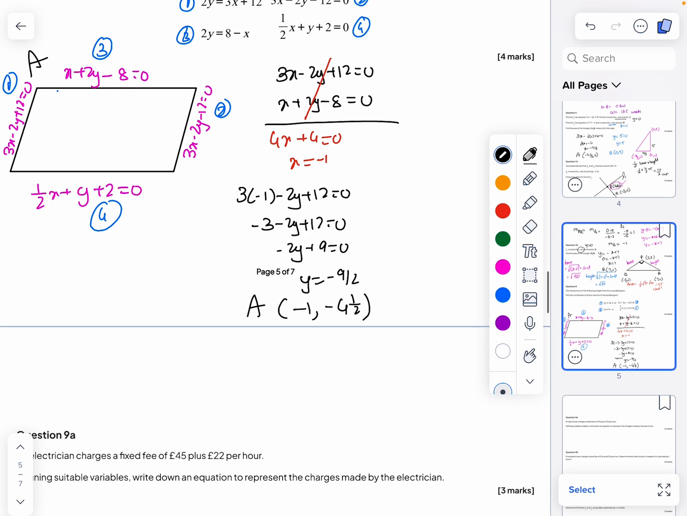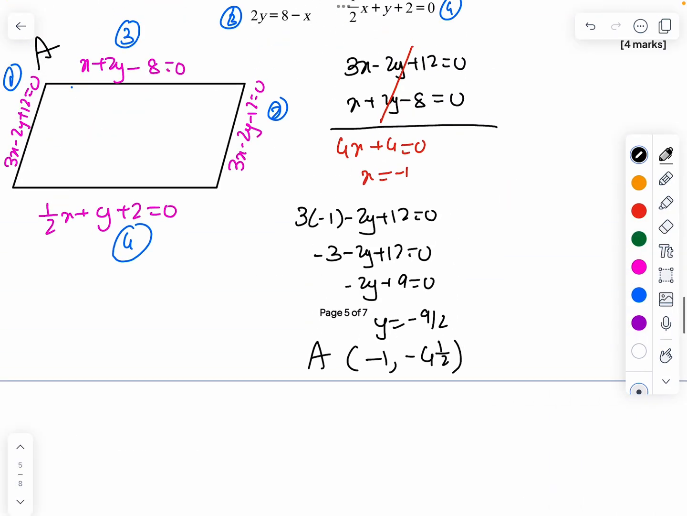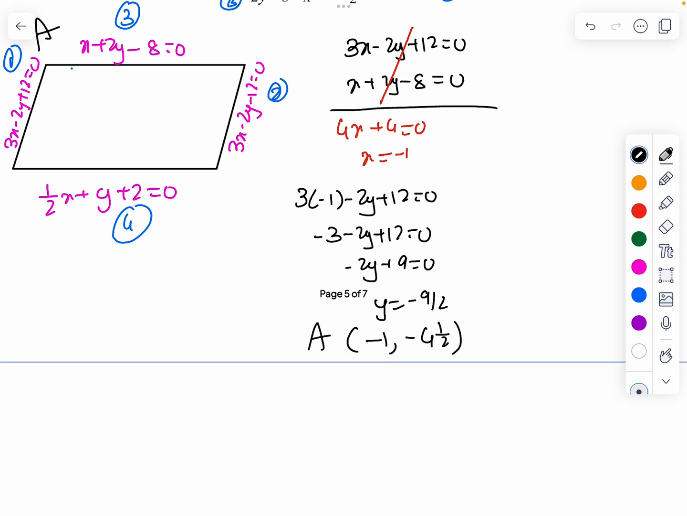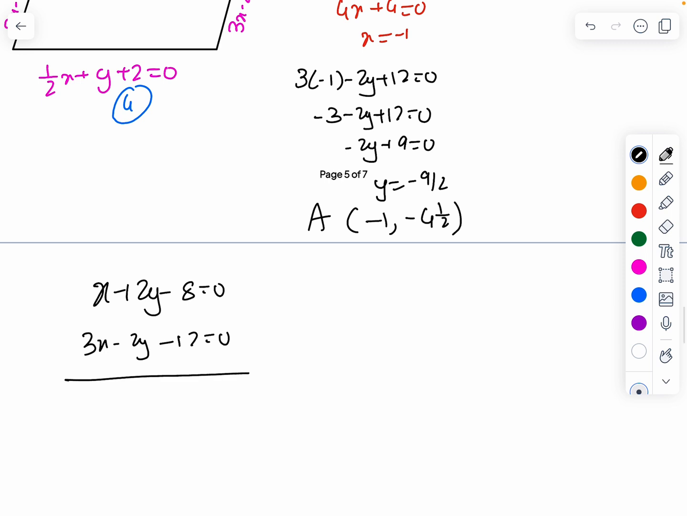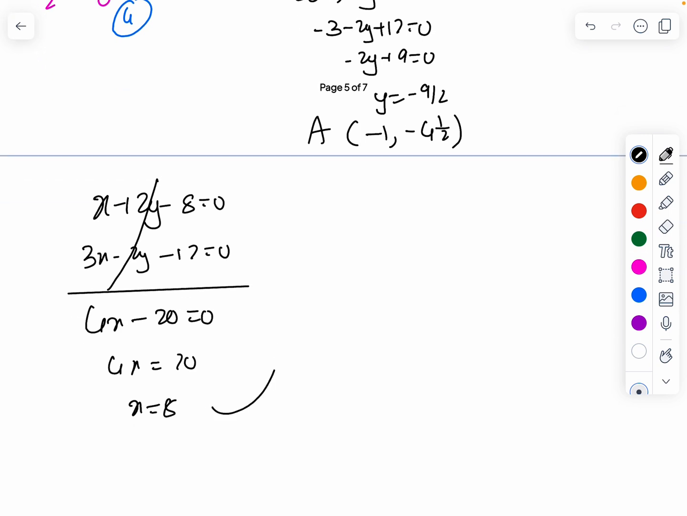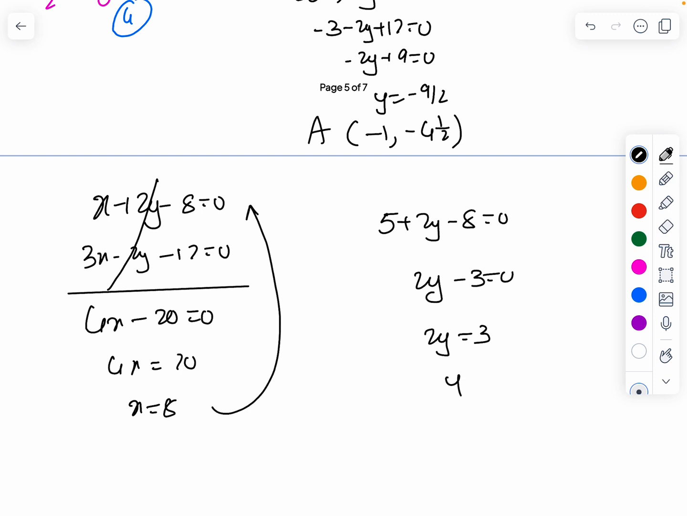Now let me add a page and do point B. For point B, I will be doing 3 and 2. x + 2y - 8 = 0. 3x - 2y - 12 = 0. Add both the equations. 4x - 20 = 0. 4x = 20. x = 5. Plug in x = 5. 5 + 2y - 8 = 0. 2y - 3 = 0. 2y = 3. y = 3/2. So the point is (5, 1 1/2), which is B.